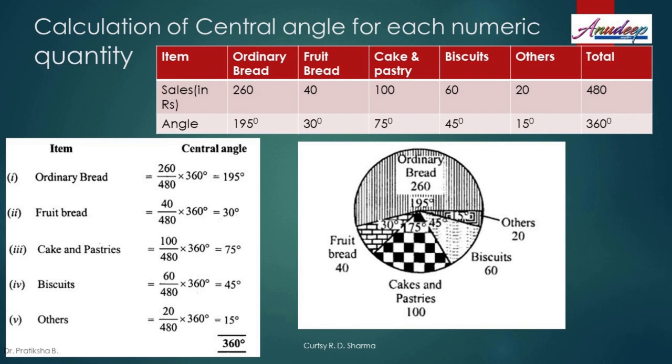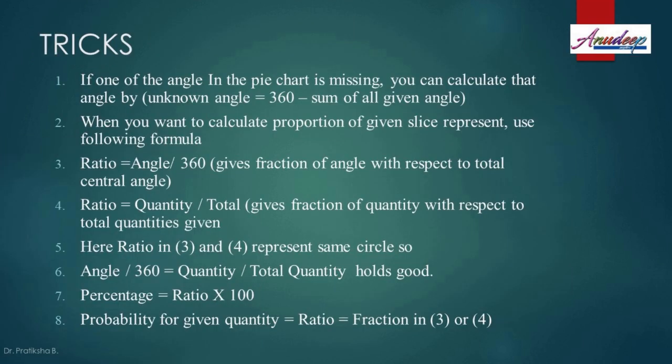For example, if I want to calculate the corresponding angle for ordinary bread, the sales in rupees is 260. So 260 upon the total of all the quantities, which is 480, multiplied by 360, gives us an angle of 195. Similarly, for the fruit bread, it will be 40 upon 480 into 360, giving us 30. Similarly, you can calculate the remaining angles, and you will find that when you sum up all the angles, they add up to 360 degrees.